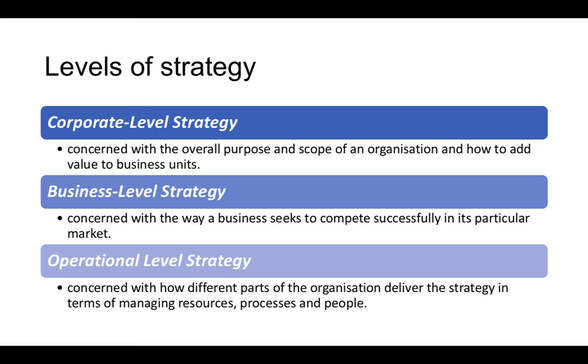Now, just like in other areas of management, there are 3 primary levels of strategy, like there are 3 primary levels of management. Corporate, which is the overall purpose. Business, which is the way the businesses compete, or the tactics. And the operational level, which is the day-to-day managing of resources, people, and processes.